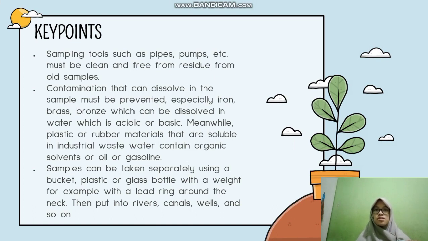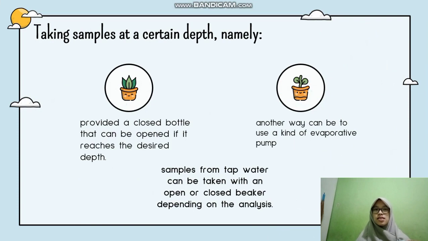Samples can be taken separately using a bucket, or a plastic or glass bottle with a wick, with a lead ring around the neck. Then, put it into rivers, canals, wells, and so on. For taking samples at a certain depth, provide a closed bottle that can be opened when it reaches the desired depth. For river water samples, avoid taking samples on the surface because there are solid objects floating.